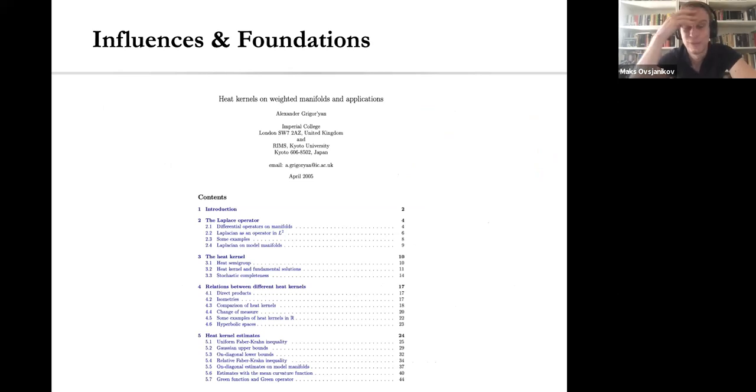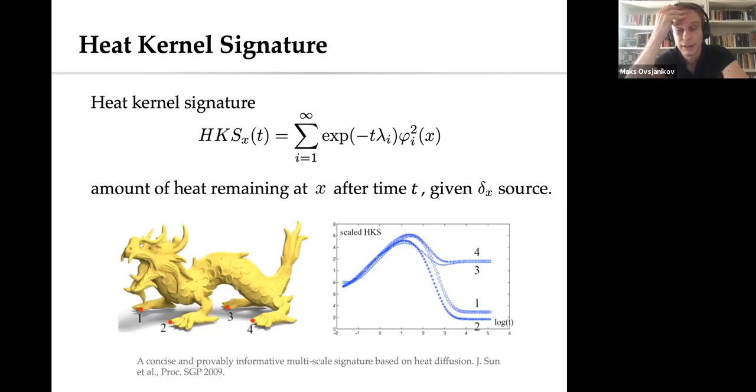And another thing that in general I try to do, and I find it extremely useful, is to read math books and papers, because they often have insights that are kind of timeless. So there's a very beautiful paper from 2005 by the researcher Alexander Grigoryan, and he talks about different properties of heat kernels on weighted manifolds and applications. And using the heat kernel, this is a work that we did in 2009, we said, okay, instead of looking at the eigenfunctions directly, let's look at a weighted combination of squares of eigenfunctions.